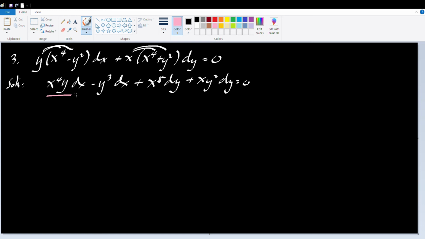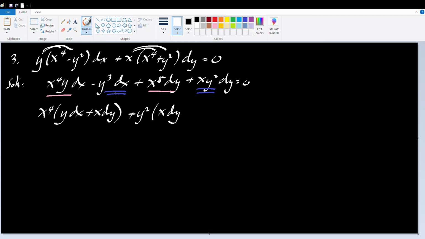We can group the first and the third term and factor x to the fourth. We have y dx plus x dy. Next, we group the second and the last term, and let us factor y squared. So factoring y squared, let me start with the last term. That will be x dy. And then for the second term, factoring y squared will give us negative y dx equal to 0.